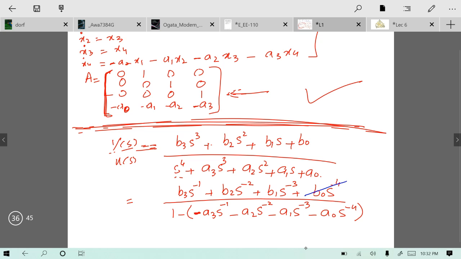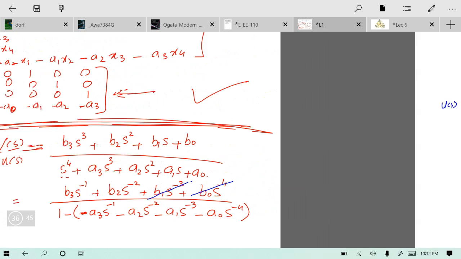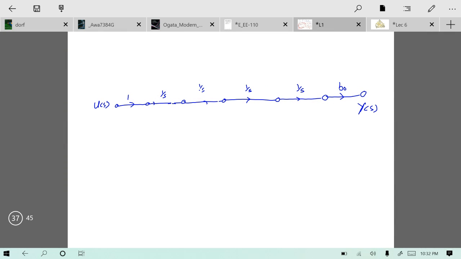So this term is addressed. Second term, b1 s minus 3. Let's make another path for b1 s minus 3. If I take a pick-off point over here and drop it over here, no.